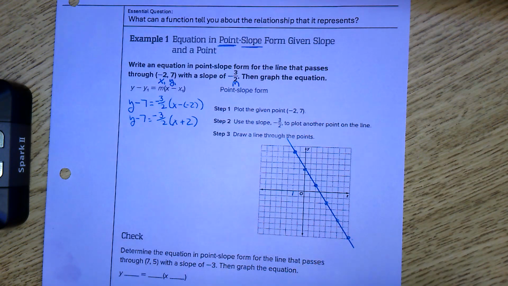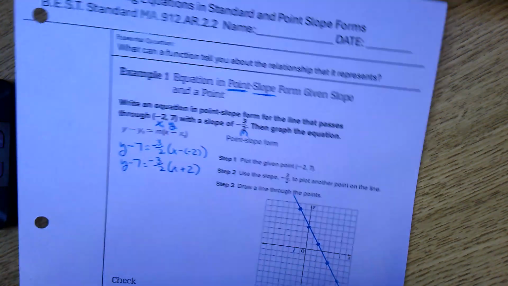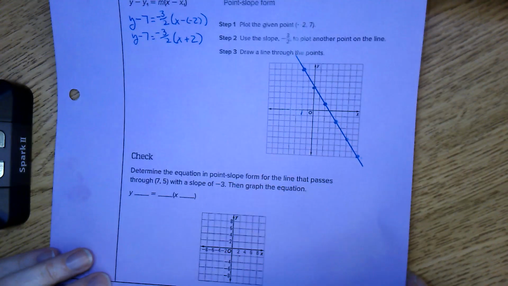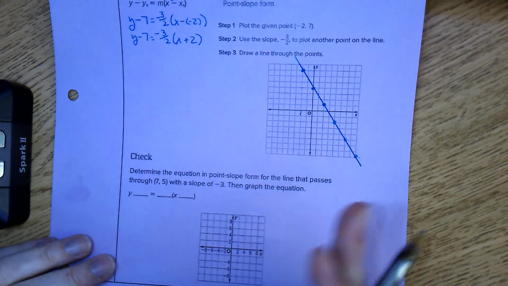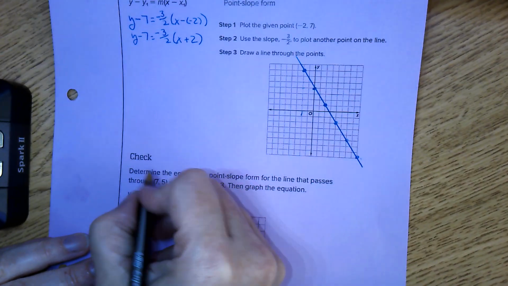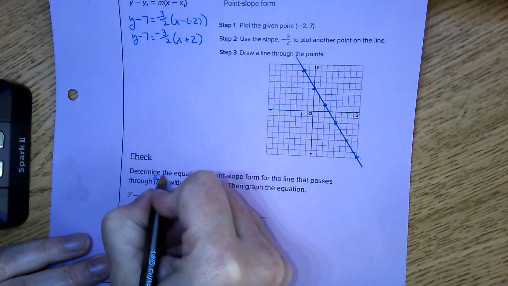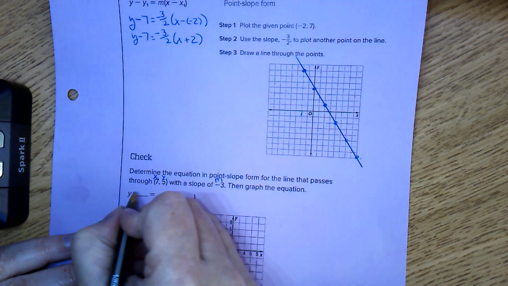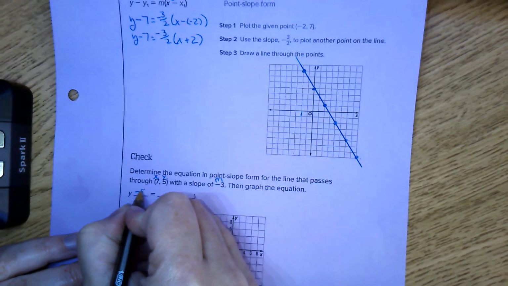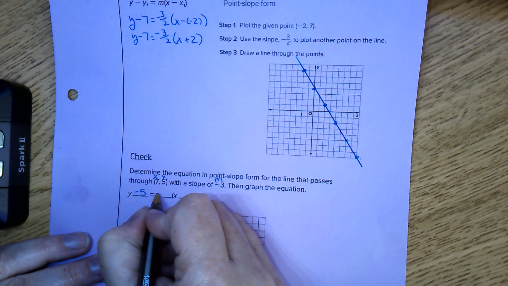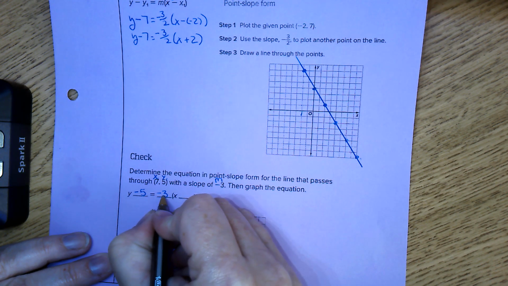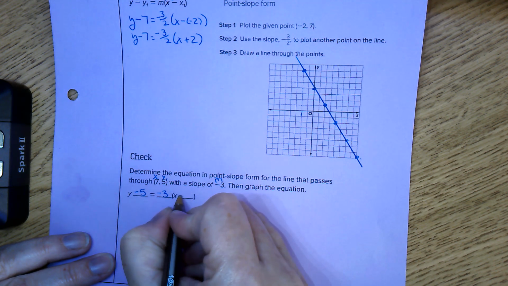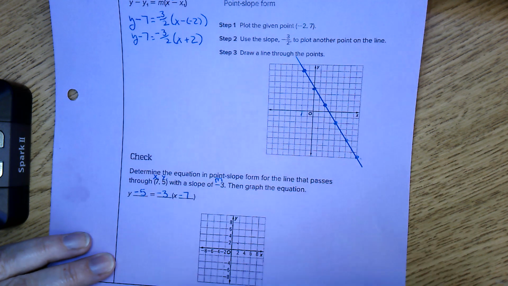All right, so we're going to check that skill. We checked that skill in class. When we're given a point and given our slope, we fill in what we have. So this is the x and the y of your point, and this is your slope. So y minus the y of the point equals m times the quantity of x minus x of the point.